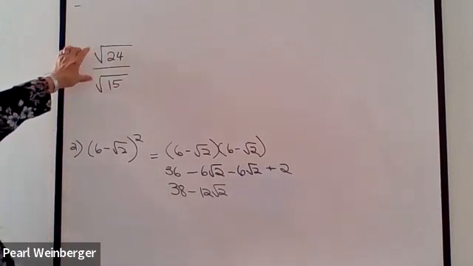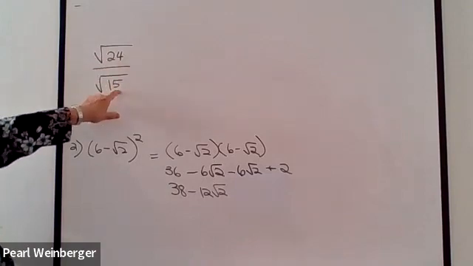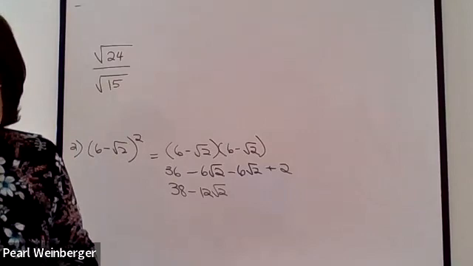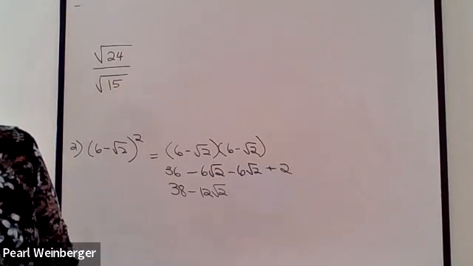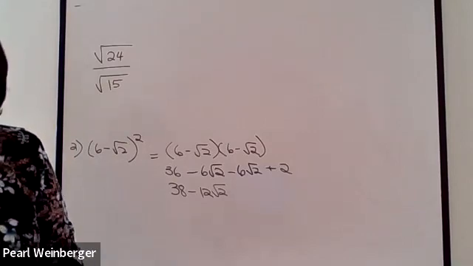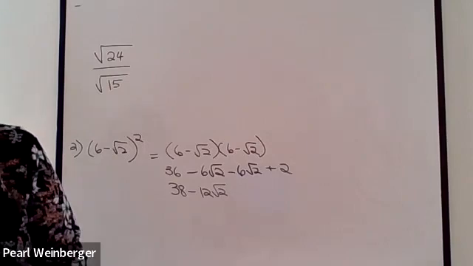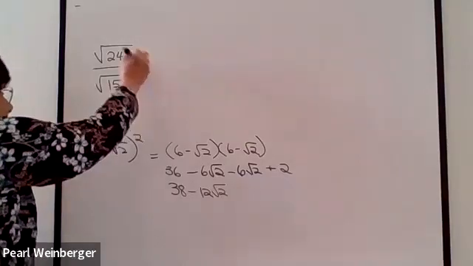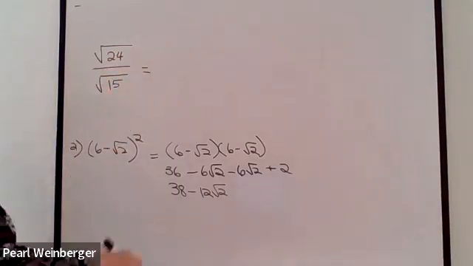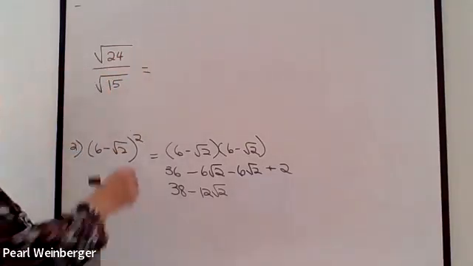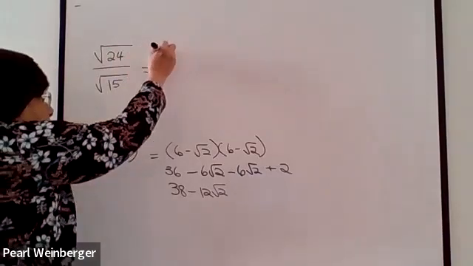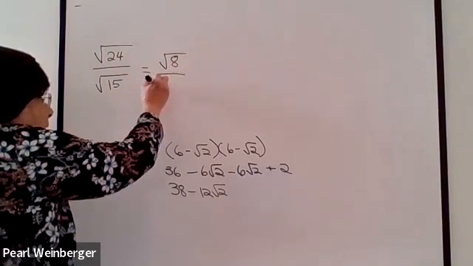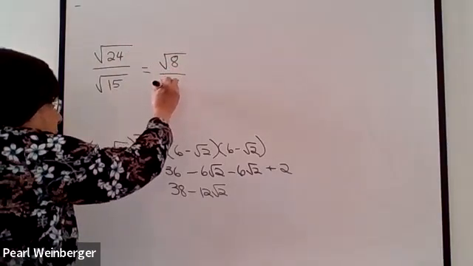Okay, now there was nothing outside, but we have a 24 and a 15. If you think about it, 24 and 15 do have a common factor. They both have a common factor of 3. So I can divide both of the numbers inside the radical by the 3, which will give me a radical 8 on the top and a radical 5 on the bottom.